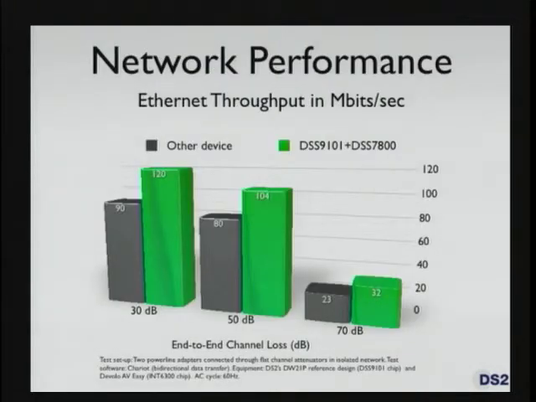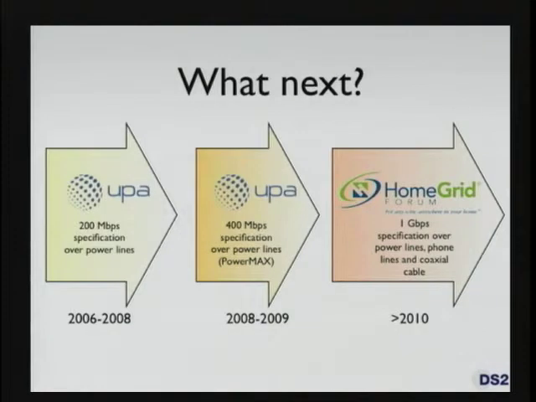From the point of view of performance, this chip provides up to 200 megabits per second in the optimal conditions versus 90 megabits per second from one of our major competitors for different attenuation levels. In a typical home, you will have around 40 dB of attenuation. Here we're testing at 30 dB, 50 dB, and 70 dB, which is a very extreme case. And in all those cases, we still get higher performance than the other competitor. And this is the last one.